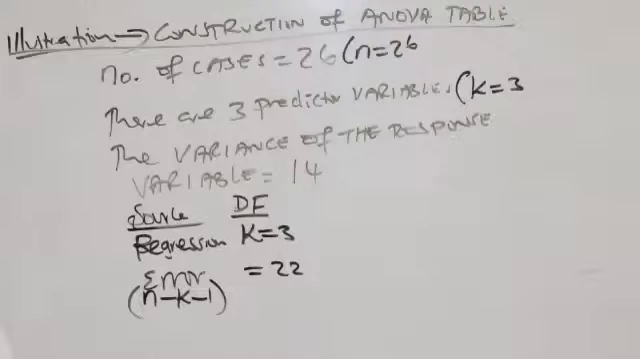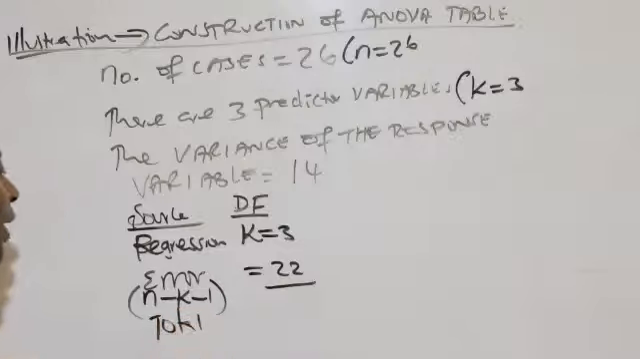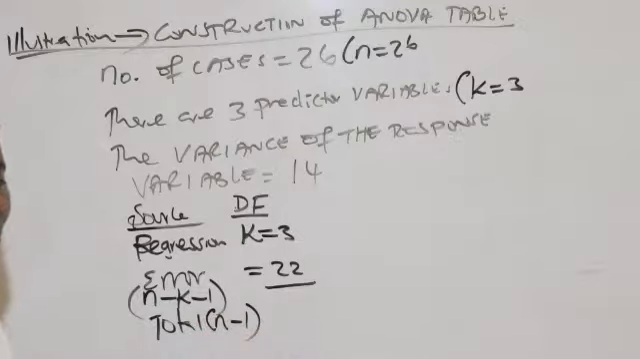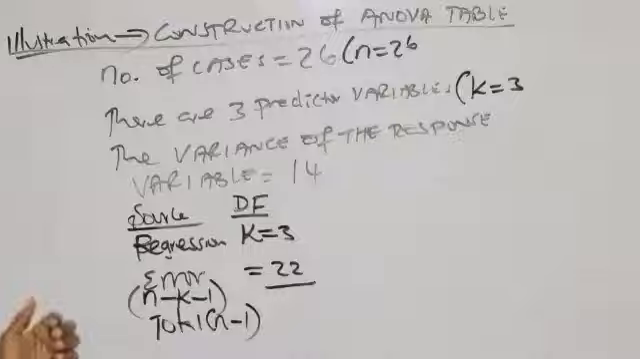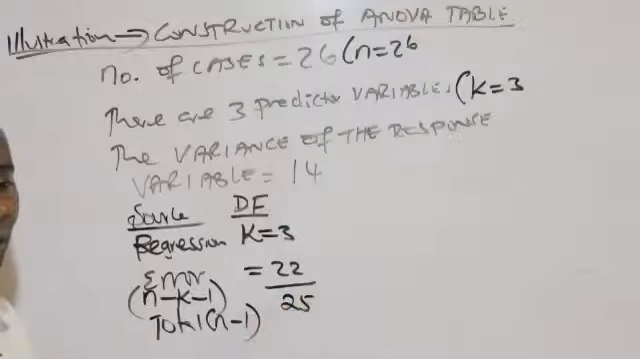22. And then lastly, we have the total degrees of freedom. To get the total degrees of freedom, we normally take n minus 1. N in this case is 26. 26 minus 1 gives us 25.